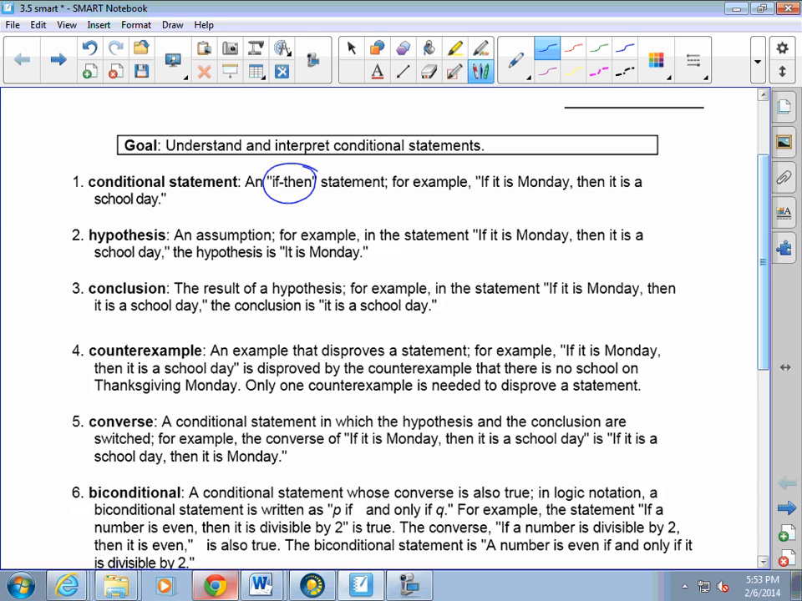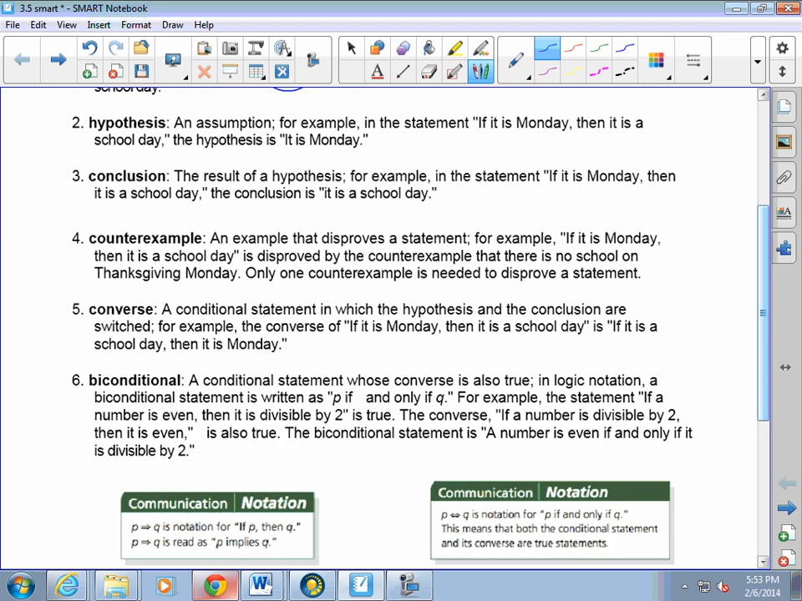Okay, number 5 is a converse. A converse is a conditional statement in which the hypothesis and the conclusion are switched. For example, the converse of if it is Monday, then it is a school day is if it is a school day, then it is Monday. So you're just switching the if-then to a then-if kind of thing. Or what was on the if side now moves to the then side.